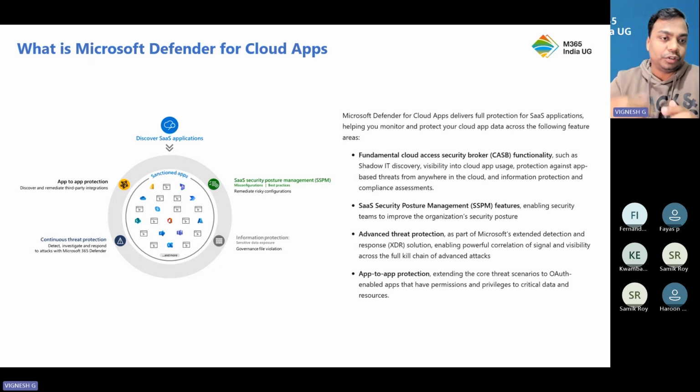Next thing is continuous threat protection. So whatever is happening should be continuous. It should be on the go, on the fly. You cannot wait for something to happen and then the application goes and detects it and then says that, hey, this has happened. By then already enough damage is done. So whatever happens should be instant. It should be able to detect it as soon as possible and block it. And then finally, app to app protection.